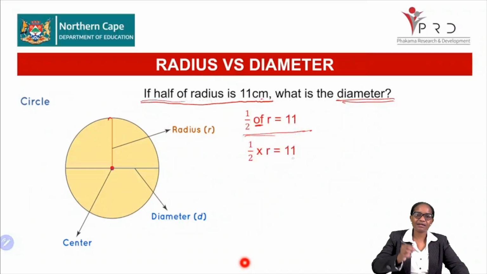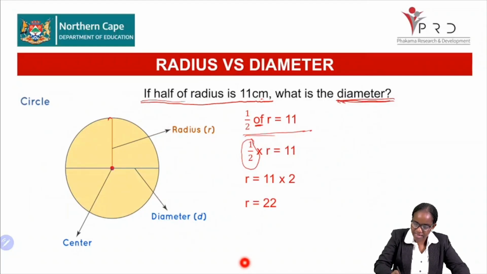Now making radius, r, the subject, how do we do that? We use the inverse of half. So we multiply by this inverse. Then it becomes r equals 11 times 2. What is 11 times 2? Our radius is 22. But the question is asking for the diameter.